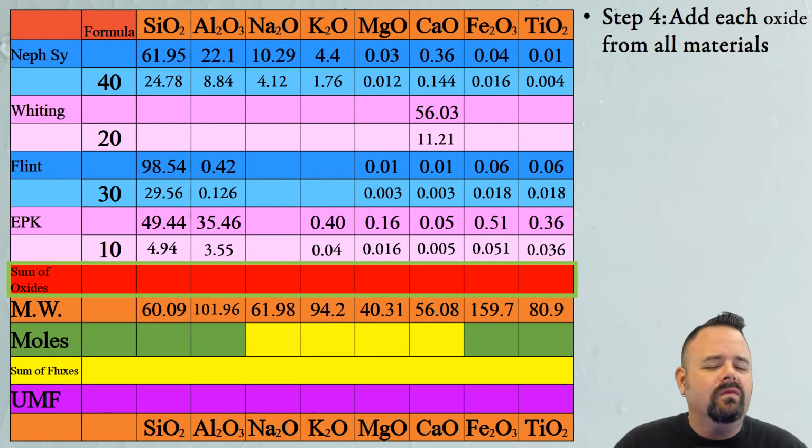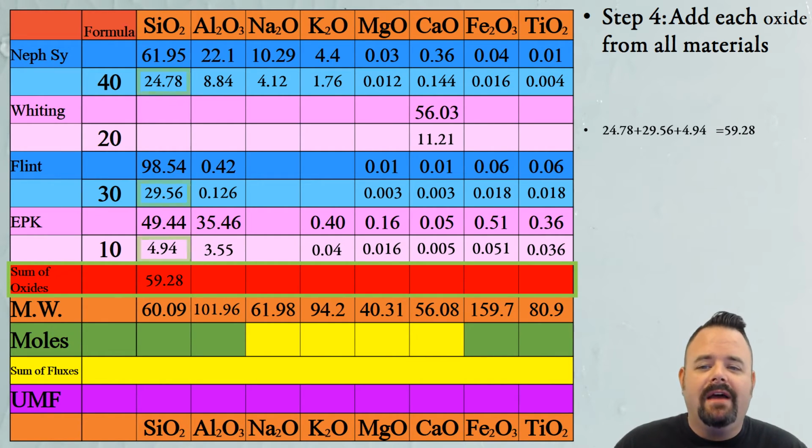The only place where this is really not true is if you're using raw forms of alumina, alumina oxide and alumina hydrate. They do not melt. You can only get alumina coming from other materials like nepheline syenite or feldspars or clay. So we're going to take all of the silica. So we've got 24.78% from our nephsi and 29.56% from our flint and 4.94% from our EPK. And we're just going to add all those together, giving us a total of 59.28% silica in the entire glaze.